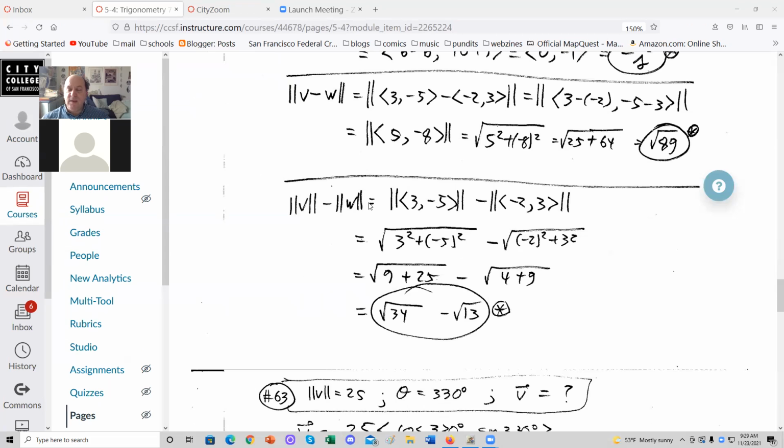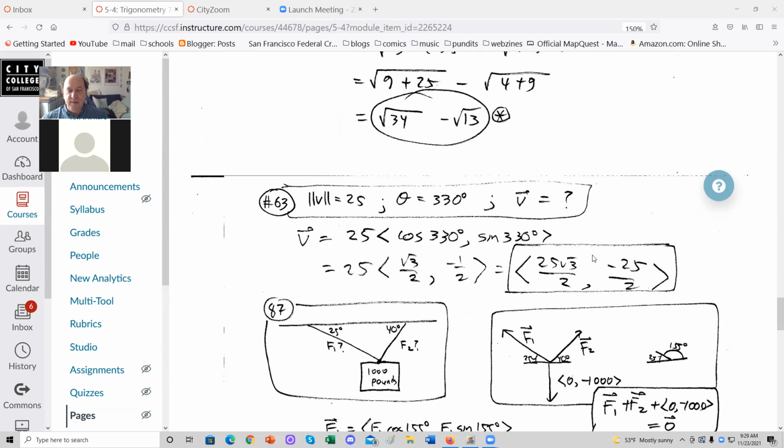Length of u minus length of w. Now the length of u is the length of 3 by -5, minus the length of w, the length of -2 by 3. Length of 3 by -5 is root of 3 squared plus -5 squared. That minus the length of this, root of -2 squared plus 3 squared. Here's root of 9 plus 25, this is root of 4 plus 9. It's root 34 minus root 13, which is in no way even at all like this. So length of the difference and difference of lengths are, as we see, quite different in this case.